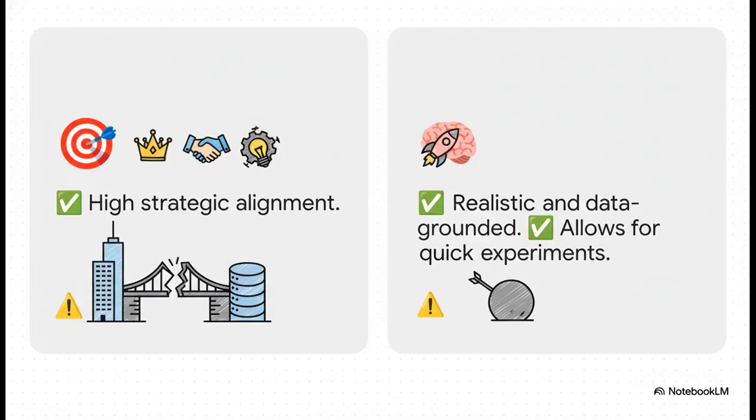So, as you can probably guess, each approach has its own pros and cons. Top-down projects? They're great because they're directly tied to the company's main goals, which makes getting executive buy-in way easier. The risk, though, is that they can be totally disconnected from the reality of your data. On the flip side, bottom-up projects are fantastic because they're grounded in what's actually happening and can lead to quick wins. The downside? They might solve a small problem without really moving the needle on the company's biggest goals.